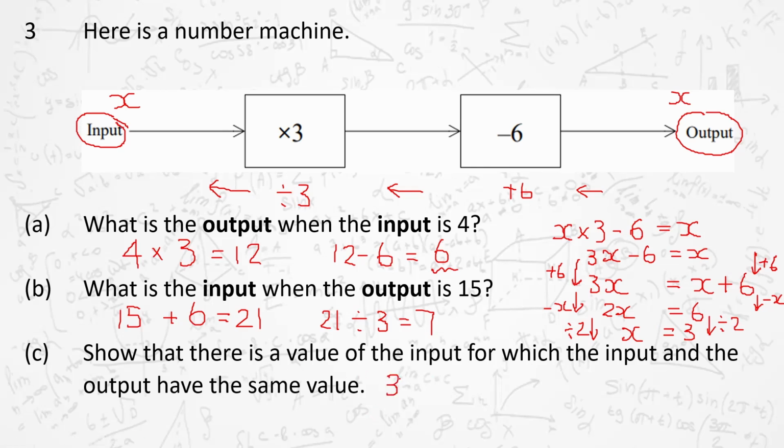For part C, let's just double check. So I work out x equals 3. 3 times by 3 was 9. Then 9 minus 6 equals 3. So that's our x. This is our question 3.